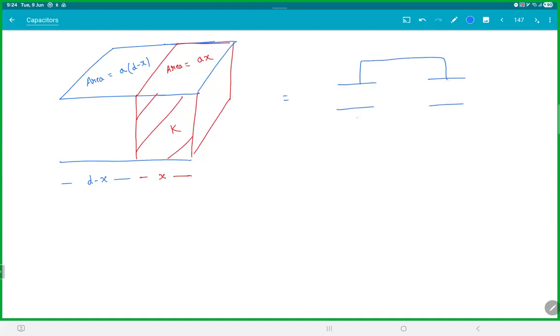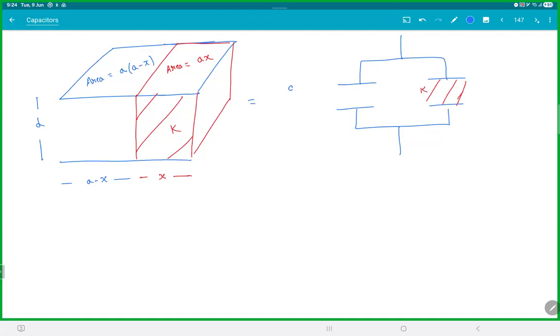So this can be treated as two capacitors. Both are in parallel because they have the same potential difference. The right side is filled with a dielectric K. So what is this capacitance? This capacitance is area, which is A into D minus X, epsilon by distance between them. Wait, I'm mixing up D and L, I guess. Sorry, this is A minus X. This was D. This was A into A minus X. Yeah, that was the thing.